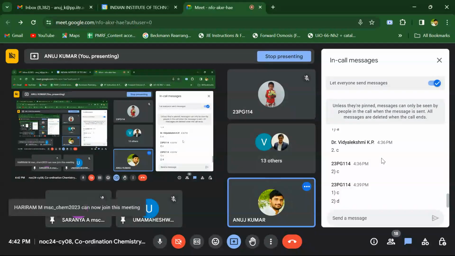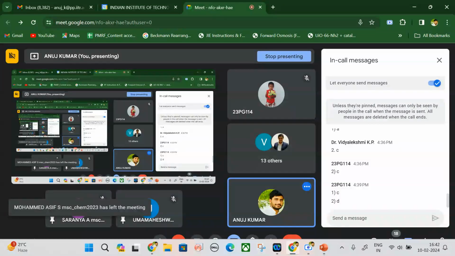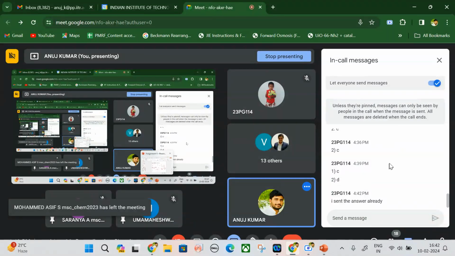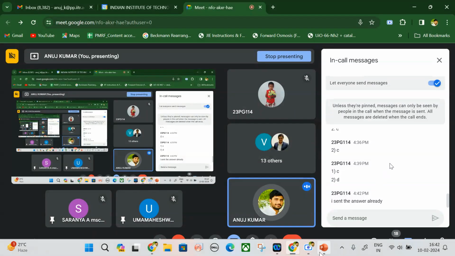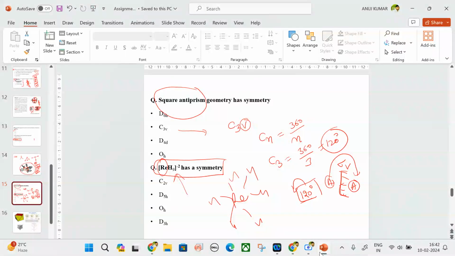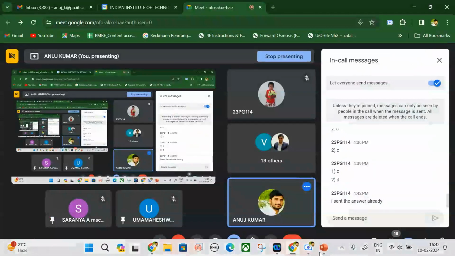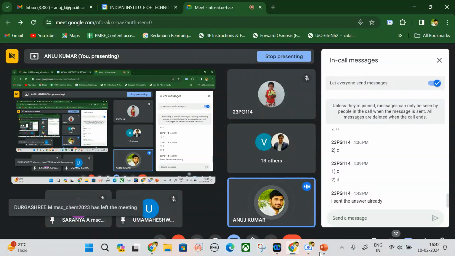Anybody? Okay, right. I got the answers for the last slides. But try for this one. Or if you are saying that you have sent the answers for this particular slide, you can just ignore. Okay, so I'm waiting for the answers of others.